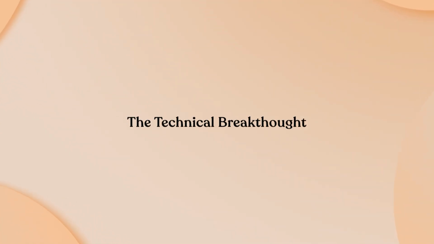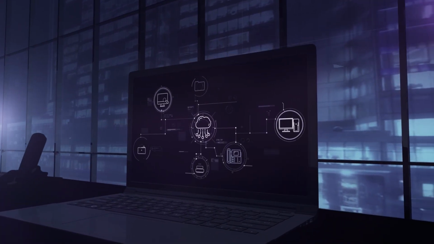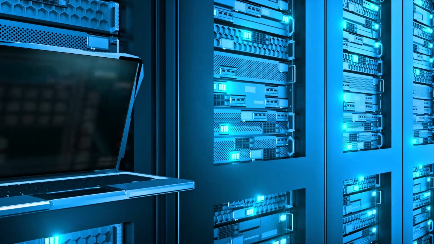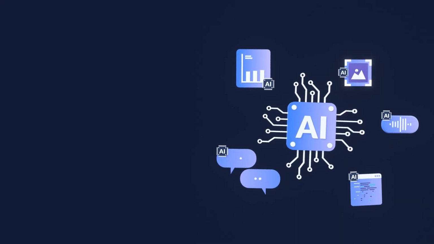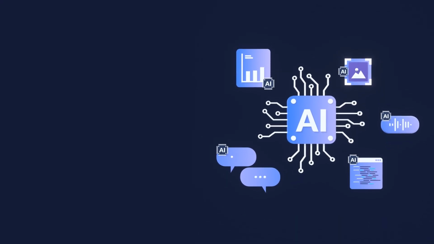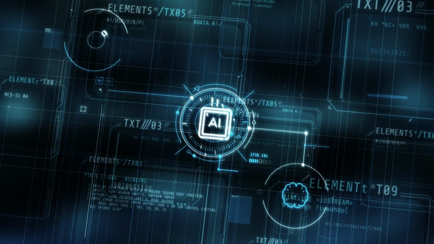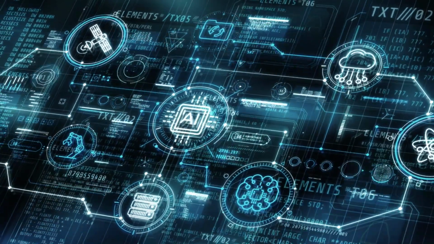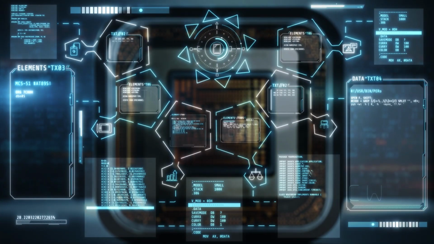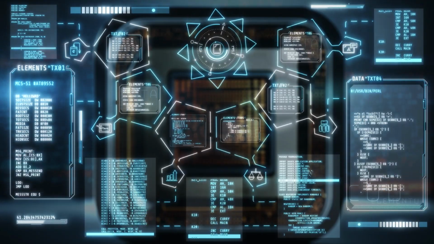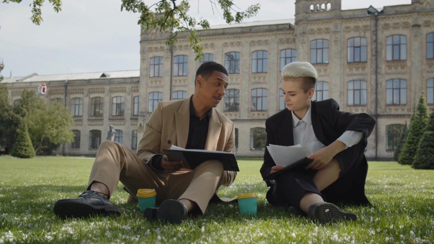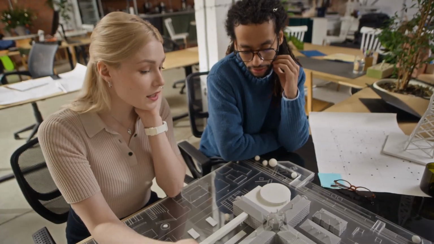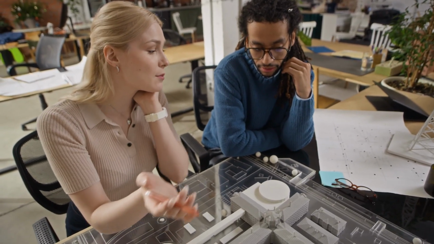The technical breakthrough. Here's where things get really fascinating from a technical perspective, because OpenClaw solves some fundamental problems that have plagued AI coordination for years. The biggest challenge has always been what researchers call the alignment problem between different AI systems. Even when you want two AI agents to work together, they often have different objectives, different ways of processing information, and different decision-making frameworks. It's like trying to get two people who speak different languages and have different cultural backgrounds to collaborate on a complex project without any shared context.